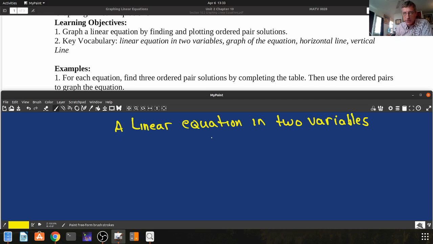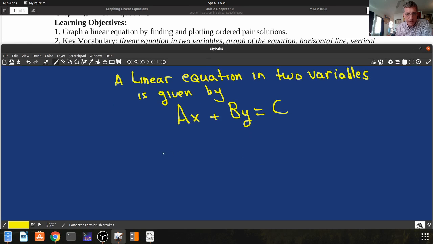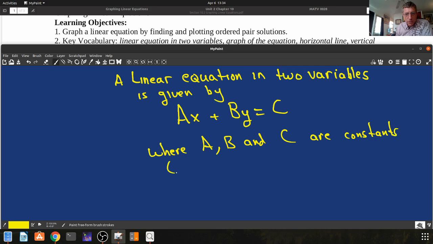So a linear equation in 2 variables, and in this case I'm going to use the variables x and y, is given by a times x plus b times y is equal to c. So I have to fill in some details, right? Where a, b, and c are constants. And by constants, I mean real numbers.